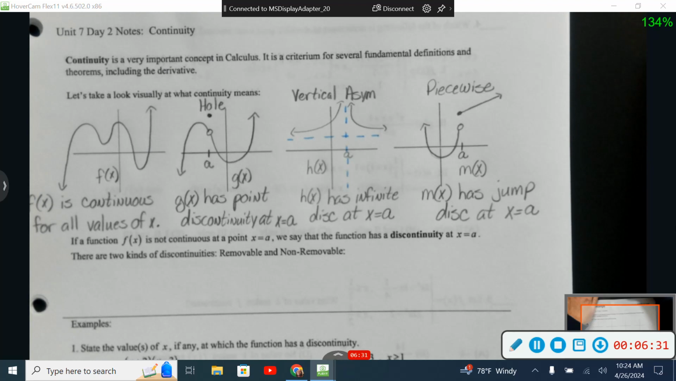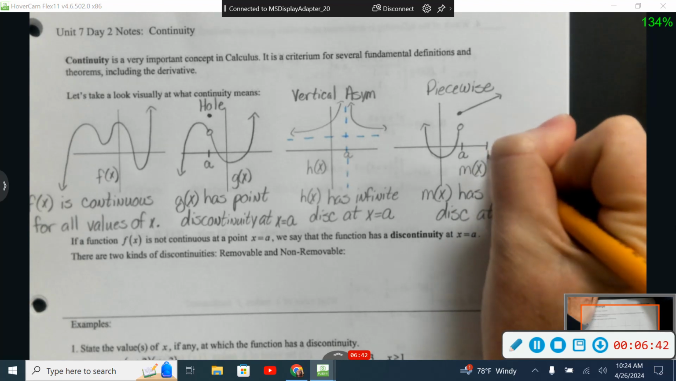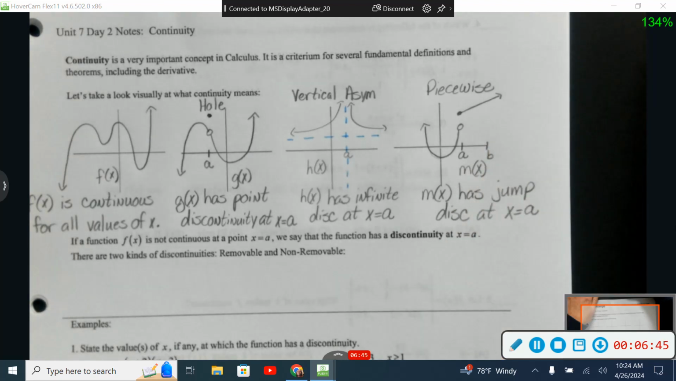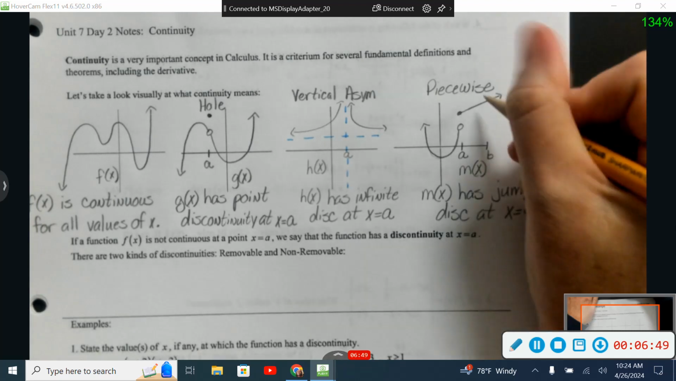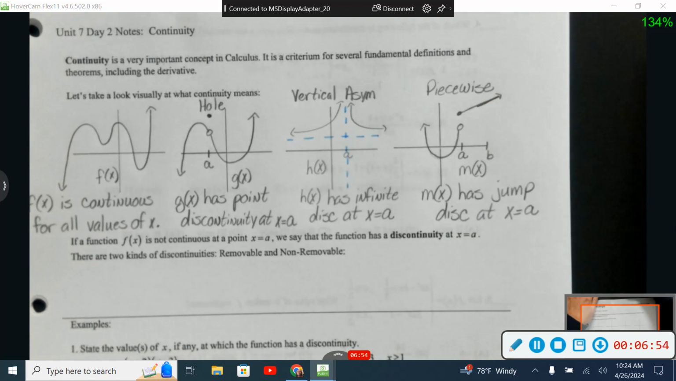Okay, so anytime you see a piecewise graph like that, this is what we call a jump discontinuity. Now be careful because they might ask you if something is continuous not at that place where x is equal to a. For example, they might ask you over here if my piecewise graph is continuous where x is equal to b. And at that point, my graph right there is continuous. Okay, so be really careful talking about these discontinuities. This one is only discontinuous where x is equal to a. So be very careful with those.